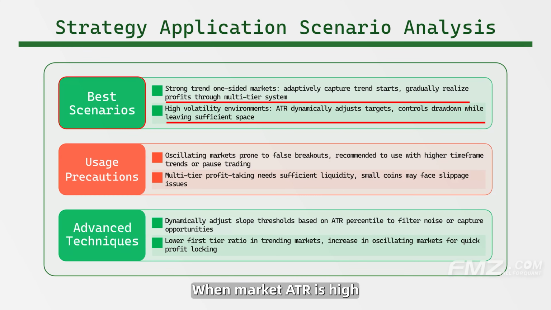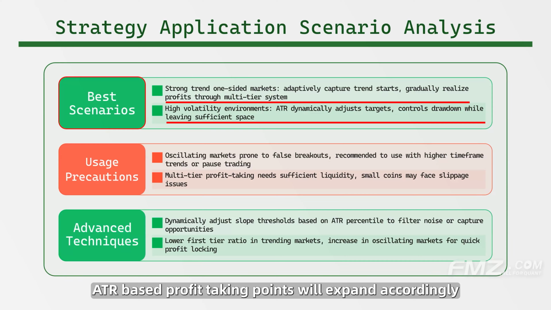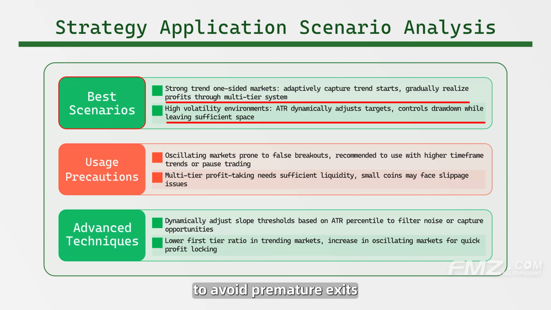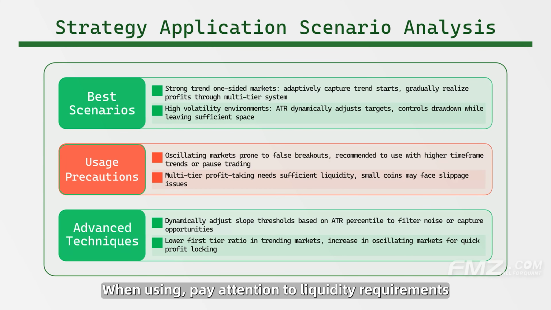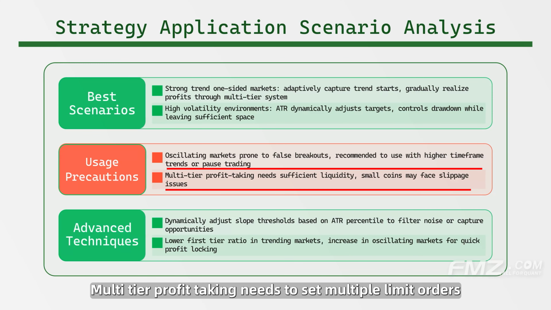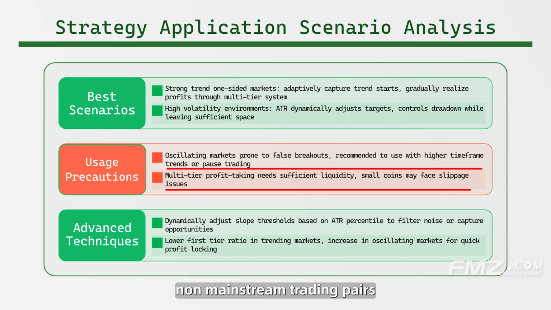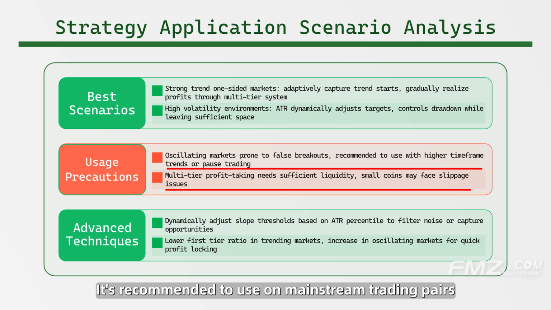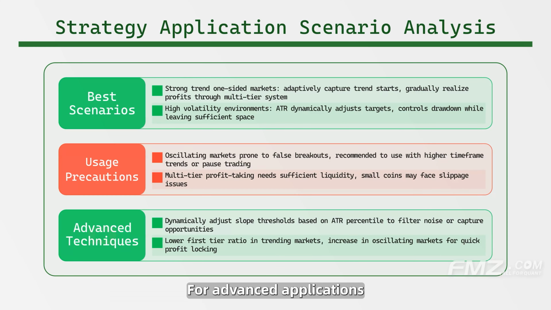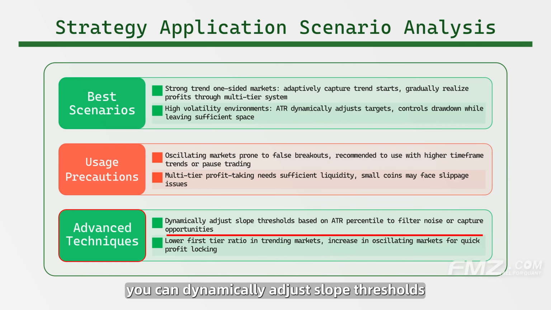When market TR is high, a TR-based profit-taking points will expand accordingly. This gives trends sufficient running space to avoid premature exits. When using, pay attention to liquidity requirements. Multi-tier profit-taking needs to set multiple limit orders. In less liquid small coins or non-mainstream trading pairs, there may be slippage issues. It is recommended to use on mainstream trading pairs. For advanced applications, you can dynamically adjust slope thresholds based on market volatility.